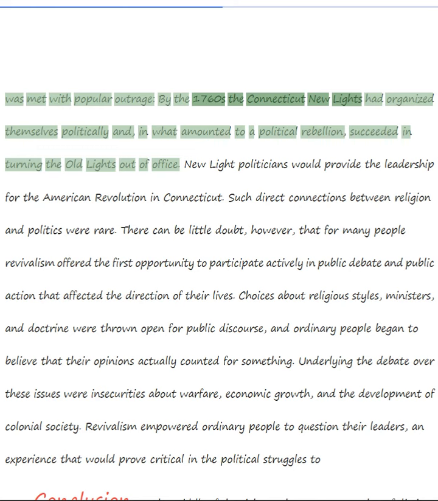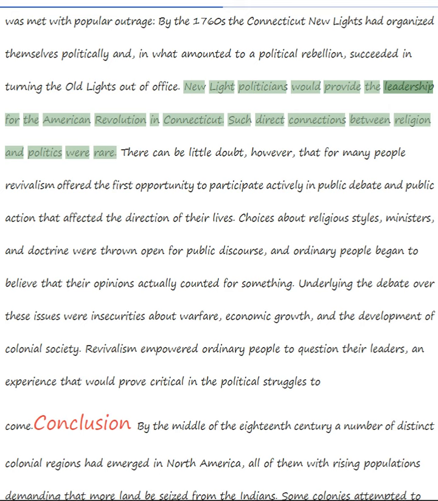By the 1760s, the Connecticut New Lights had organized themselves politically and, in what amounted to a political rebellion, succeeded in turning the Old Lights out of office. New Light politicians would provide the leadership for the American Revolution in Connecticut. Such direct connections between religion and politics were rare.